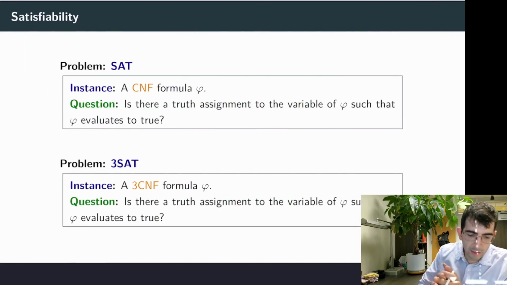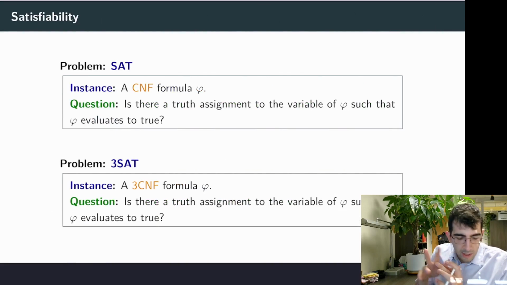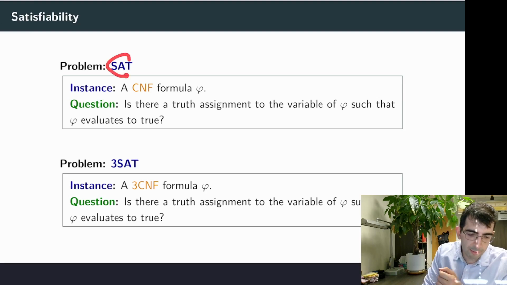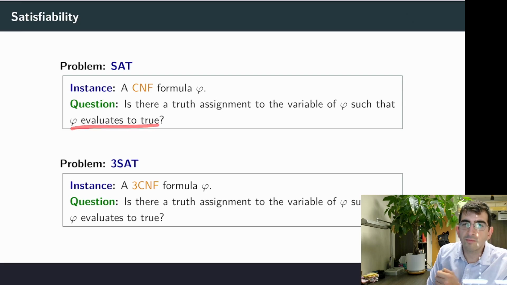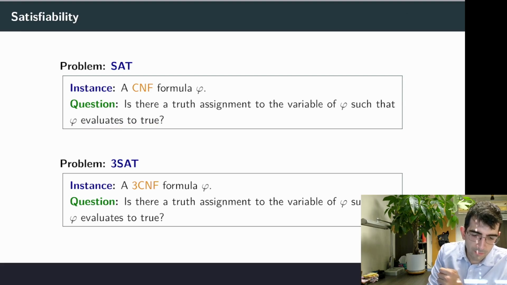Okay, so here's the problem. We define two possible problems. First is the standard SAT problem, i.e., you have a CNF formula. Is there a truth assignment to the variables of psi such that psi evaluates to true?